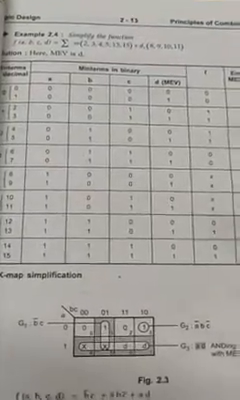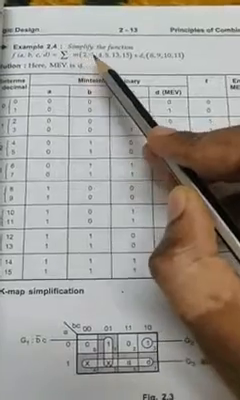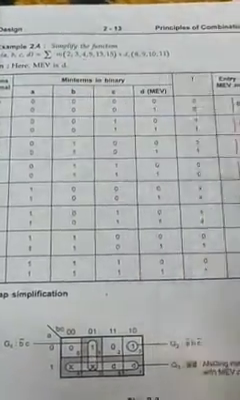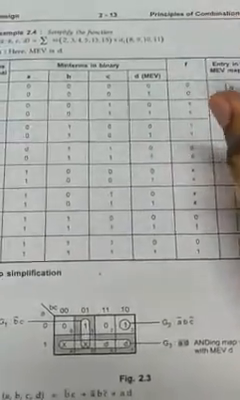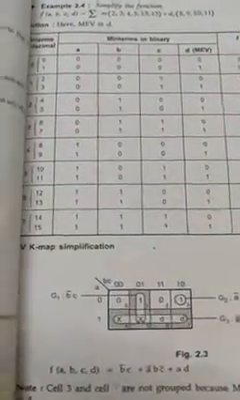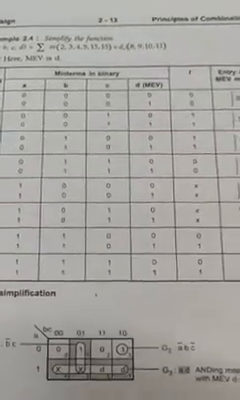Let's go with the next problem. Look at this. Simplify the function f of a, b, c, d, summation of m. They are given the minterms with a don't care case. But in this question, they have not specified whether to go with a map entered variable or not. But by default, it is understood that we are supposed to solve the problem using a map entered variable.